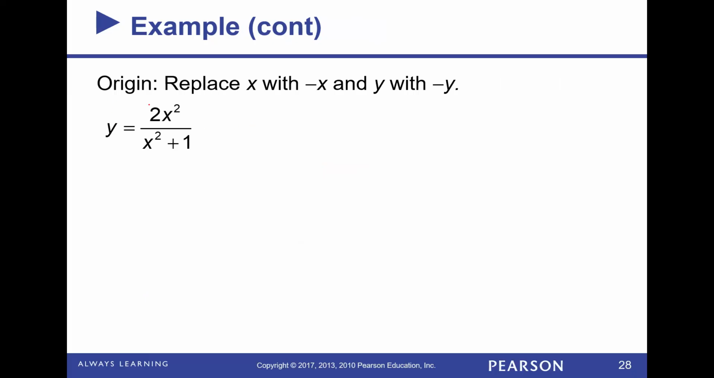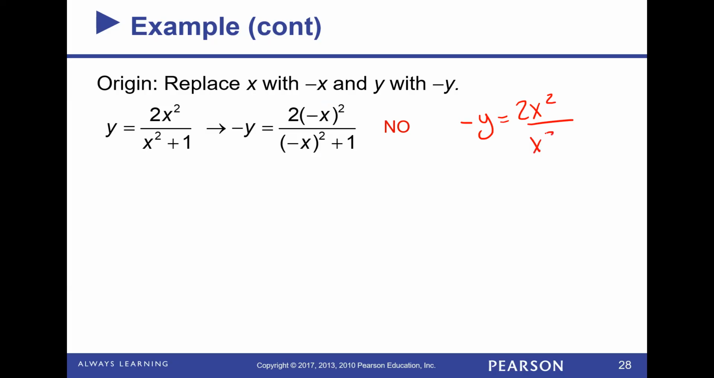Now, with origin symmetry, you've got to do both. You are going to replace x with negative x and y with negative y. When I plug those in, I do my simplification with the x's, but with the y, I can't do much else than leave it as negative y. So I end up with negative y equals 2x squared over x squared plus 1. And again, the left-hand side with that negative y is not the same as the original, but the right-hand side is the same as the original. So again, there is no origin symmetry here.